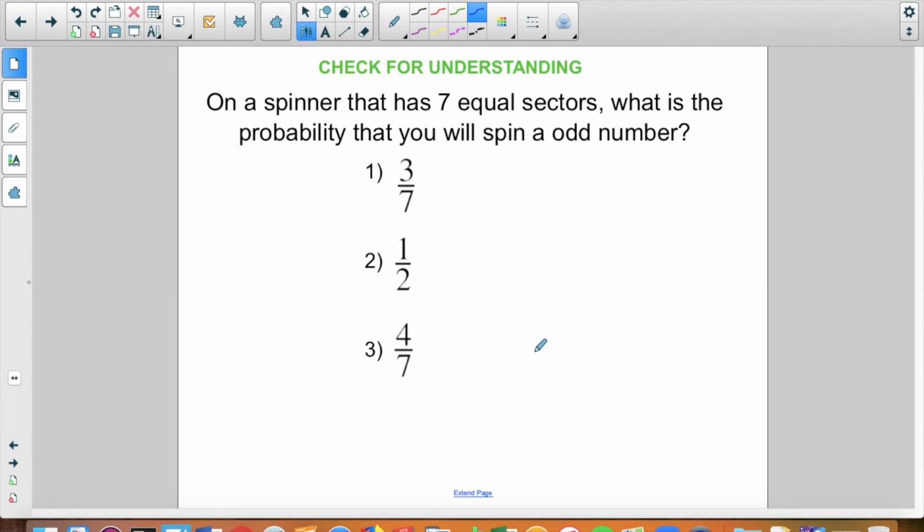Okay, and now finally a check for understanding question. In order to get credit for this class, you have to complete this problem on a separate sheet of paper and upload your answer to the Google Classroom.